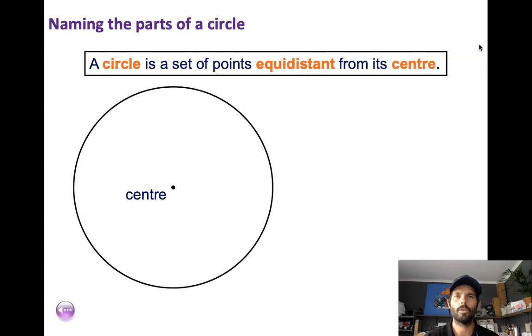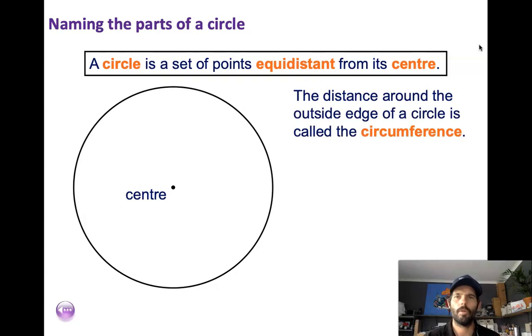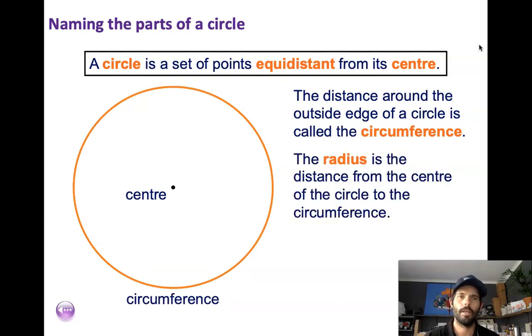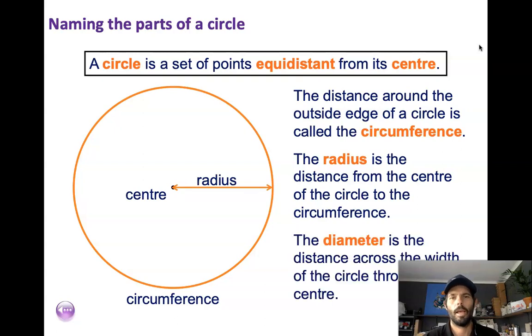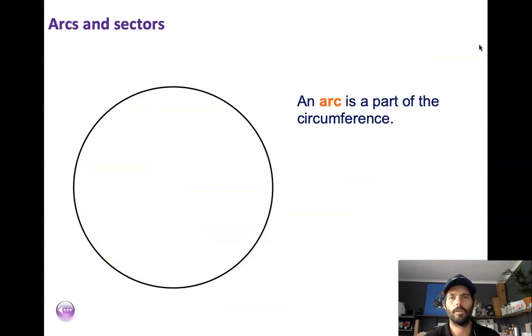A circle is one continuous side, and the distance around the outside edge of a circle is called the circumference. Okay, and that is now in red. The radius is the distance from the center of the circle to the circumference. So there's your radius, and your diameter is twice your radius, and that is the distance across the width of the circle through the center. So those are some important parts to know about the circle.